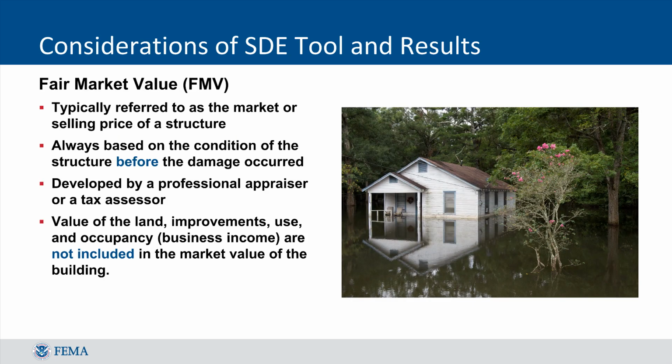The fair market value, or FMV, is referred to as the market or selling price of a structure. It is always based on the condition of the structure before the damage occurred. This value is developed by either a professional appraiser or a tax assessor. The market value is only for the structure. It does not include the value of the land or improvements, such as landscaping or driveways.